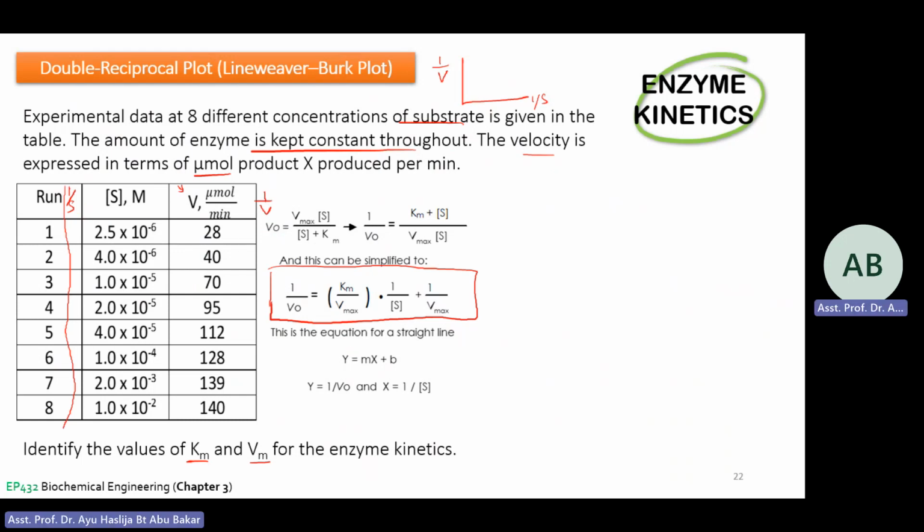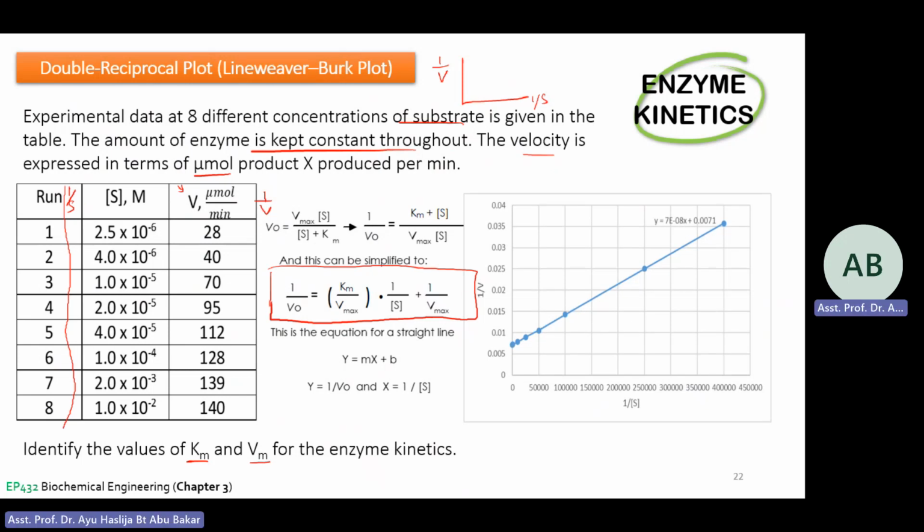Now from here, plot the graph. This is the slope. The slope is equivalent to Km over Vmax, whereas the intercept over here is 1 over Vmax. So from here, you can find out your Vm. Once you get your Vm, plug it into this equation and you'll get the Km.